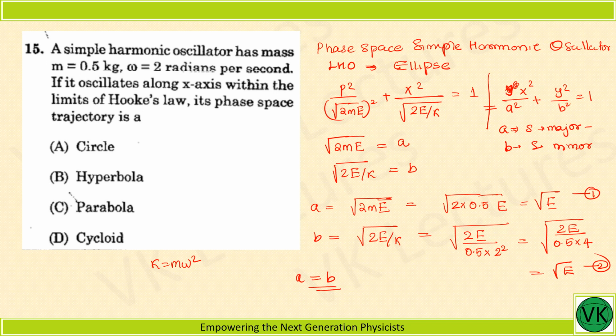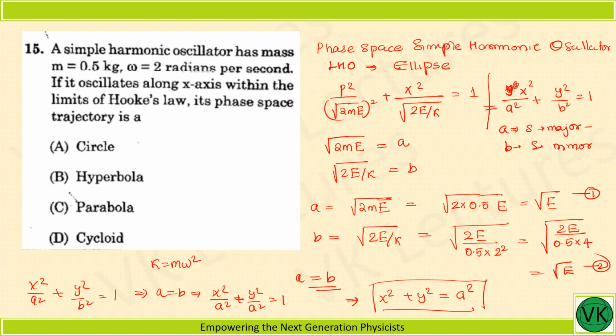Now when a and b are equal, let us put in this equation x square by a square plus y square by b square equal to 1. If a equal to b, we get x square by a square plus y square by a square equal to 1, and from that we can get x square plus y square equal to a square. This is an equation for a circle, so the answer is option A.